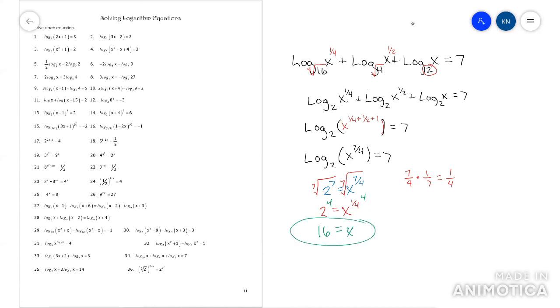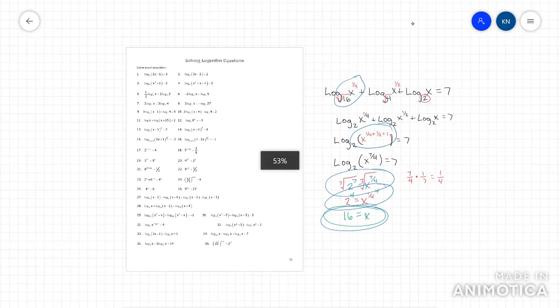Hope that made sense. This one was a very difficult problem because you had these base changes. Then you had to add this correctly. Then you had to realize that you can 7th root both sides and 4th power both sides to get to your answer. So that's a very difficult problem. All right. Hope this video helped.